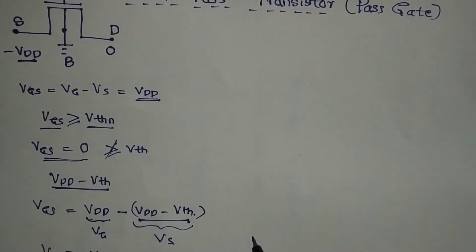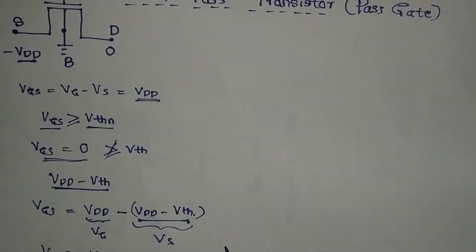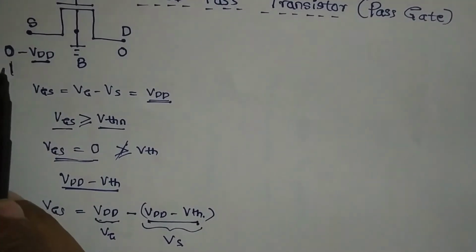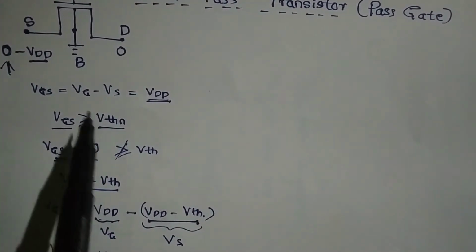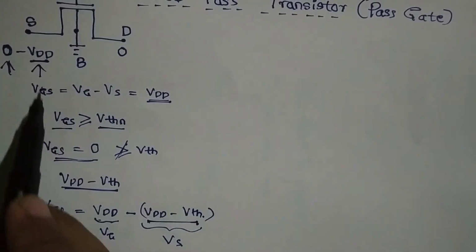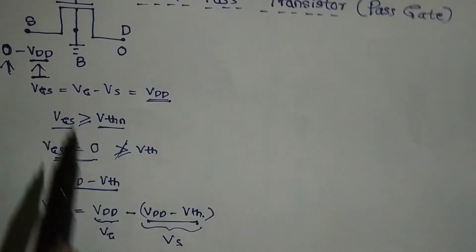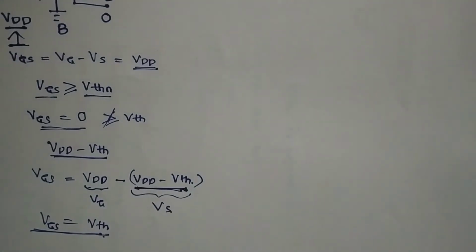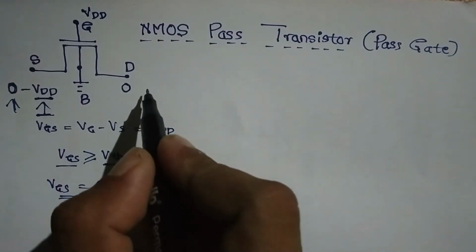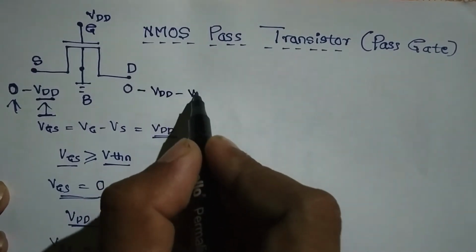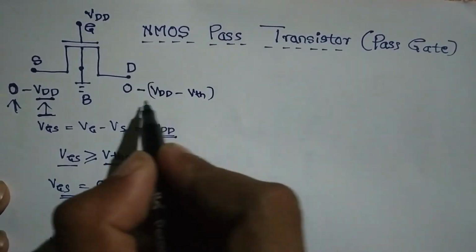This is why we say NMOS is a strong passer of 0. It can transfer a strong 0, but it cannot transfer a strong VDD, because it cannot transfer VDD. It can only transfer till VDD minus VTH. This is the maximum voltage that it can transfer. I'll show it here also. It is 0 to VDD minus VTH. This is the maximum voltage that it can transfer.